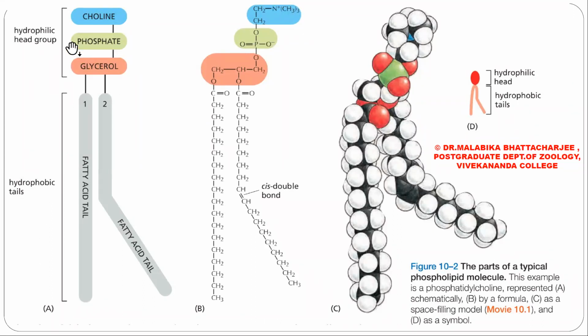And this is found on the exterior surface. This can interact with the aqueous interface on the extracellular surface, or it can interact with the aqueous interface of the cytoplasm. So this is how the phospholipid molecule looks. This is a very simplified diagram of the phospholipid molecule. So this is the hydrophilic head and this is the hydrophobic tail.